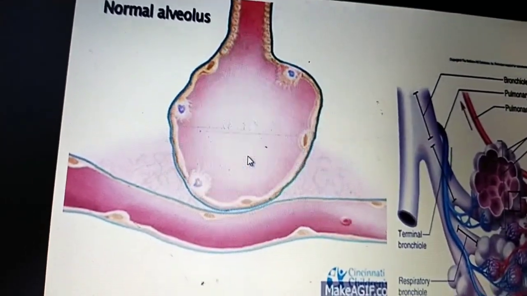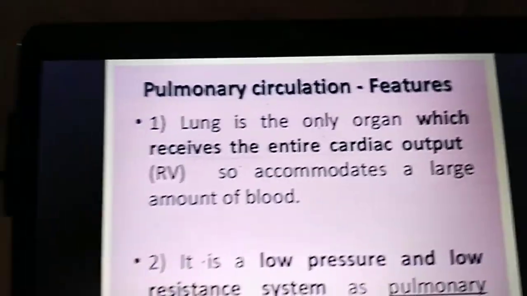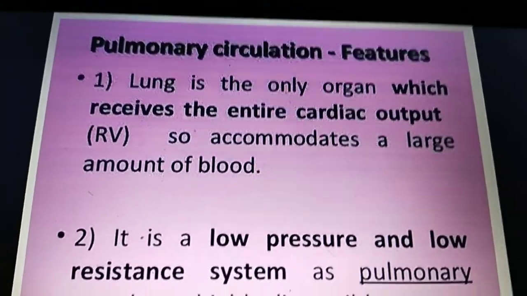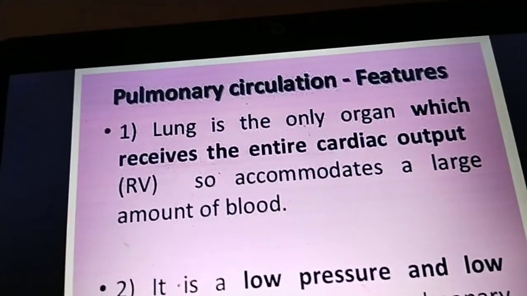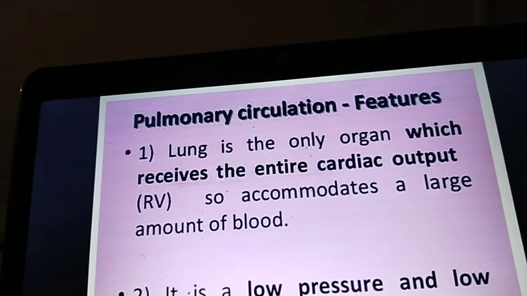Now, we already discussed what is meant by pulmonary circulation. Pulmonary circulation is the circulation that carries the deoxygenated blood away from the heart to the lungs and returns the oxygenated blood to the heart.